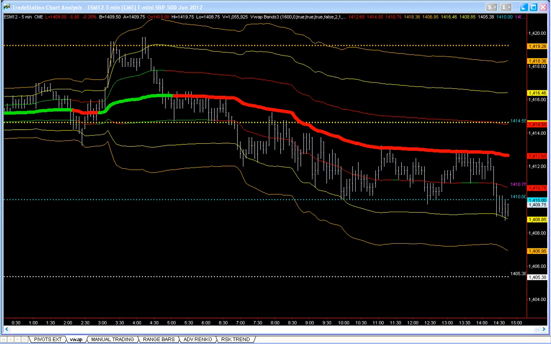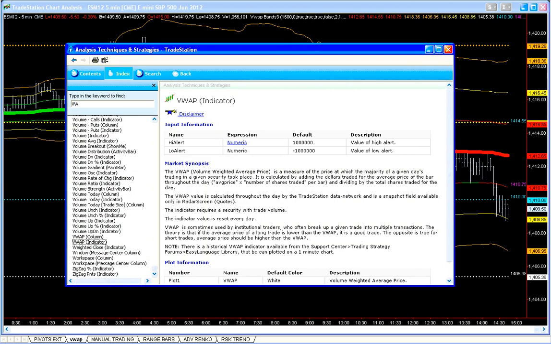This is a brief discussion of VWAP. We have placed a VWAP indicator that we pulled off of the TradeStation forums on a 5-minute ES chart. VWAP, as defined by TradeStation, is the volume-weighted average price. You can read that and you can examine how it's calculated according to TradeStation.